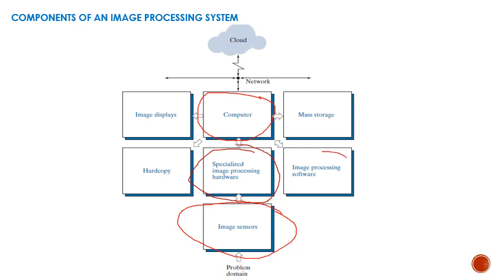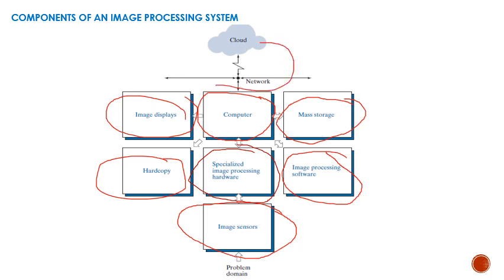Next, coming to the image processing software. Nowadays, just forget about what is there in the textbook. So many image processing software packages are available. You use MATLAB, you use Python, and so on and so forth, right? Basically, software for image processing consists of specialized modules that perform specific tasks. In the coming slides, I'll be speaking about mass storage, hard copy, image displays, network, and the cloud.